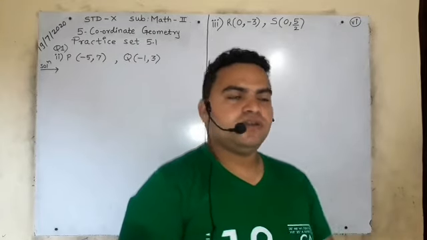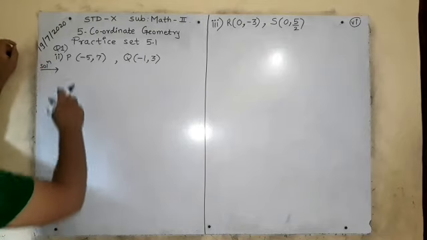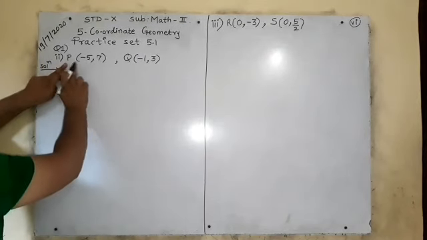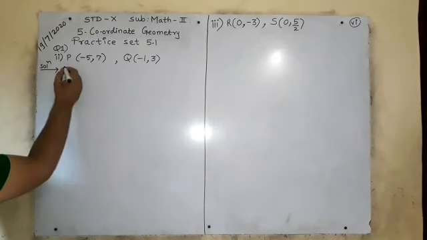So students, now we will see practice set 5.1, question number 1, question number 2 and 3. Okay. So look at the board. Question number 1, question number 2. Okay. So these are the points. Point P is having 2 coordinates. Point Q is also having 2 coordinates. So we will write them first.